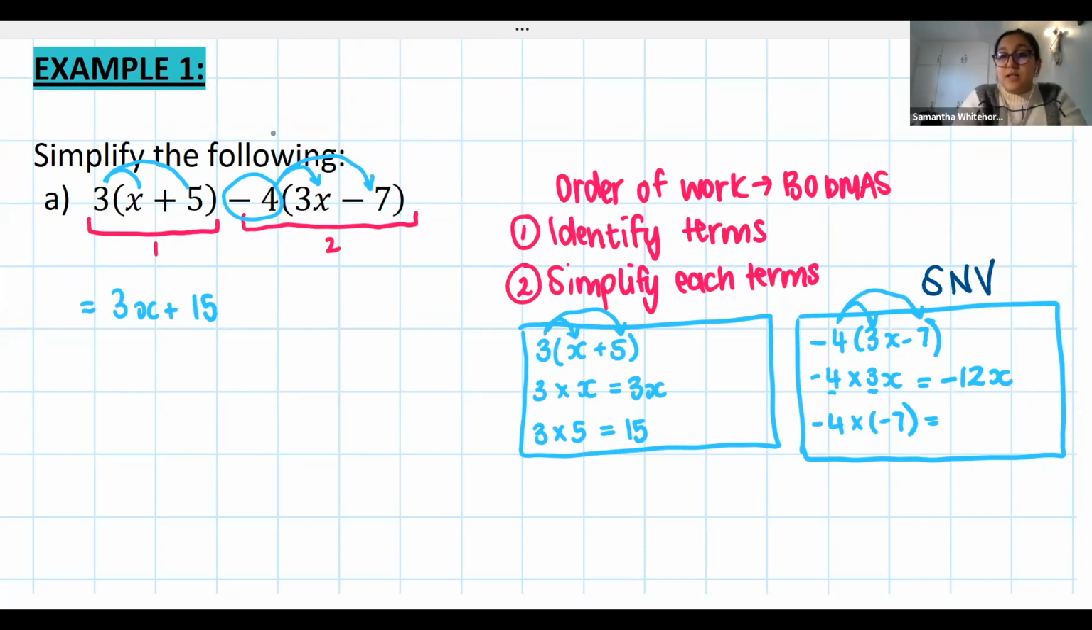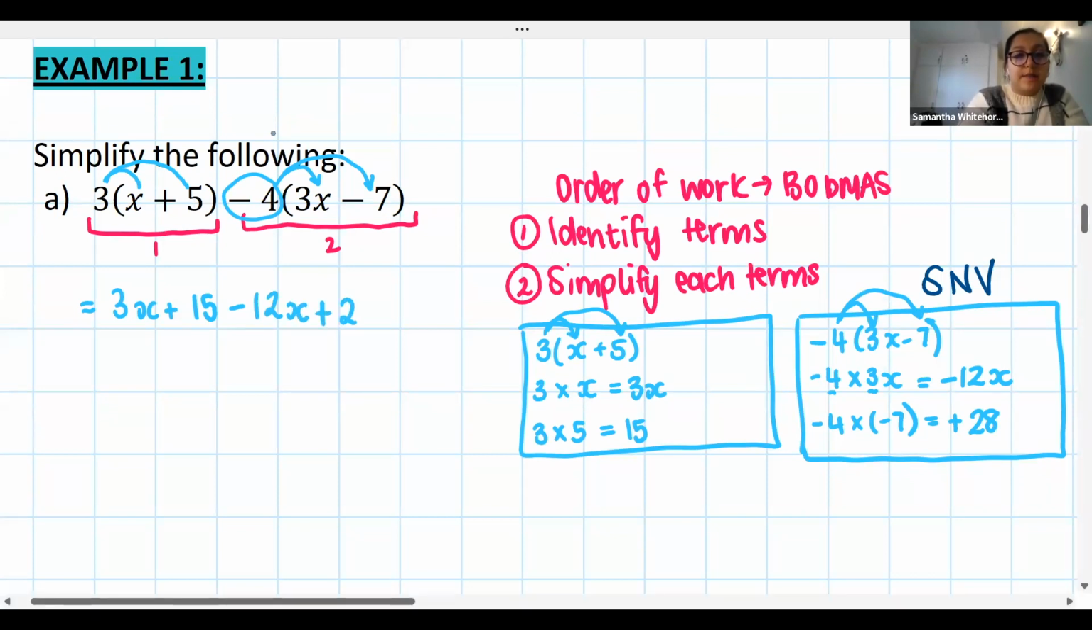So when dealing with the signs, a negative times a negative is now a positive. You don't have to write the positive there, but just remember it is positive. I go on to my numbers, 4 times 7, which is 28. There's no variables here, so I don't need to worry. And so the second term simplifies to minus 12x plus 28.